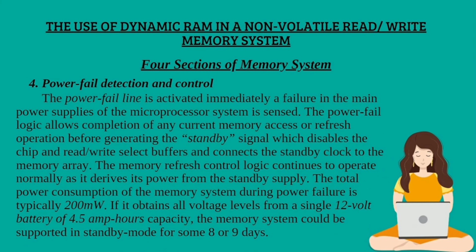Next is the power fail detection and control. The power fail line is activated immediately a failure in the main power supplies of the microprocessor system is sensed. The power fail logic allows completion of any current memory access or refresh operation before generating the standby signal, which disables the chip and read or write select buffers and connects the standby clock to the memory array. The memory refresh control logic continues to operate normally as it derives its power from the standby supply.